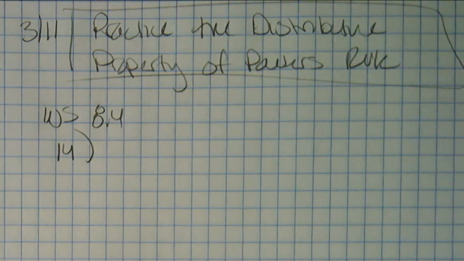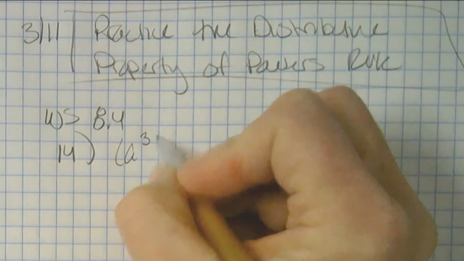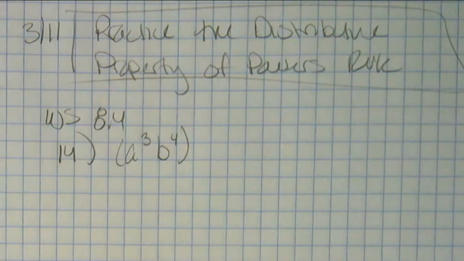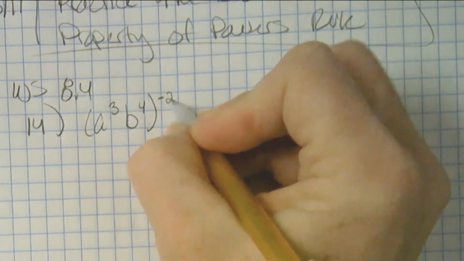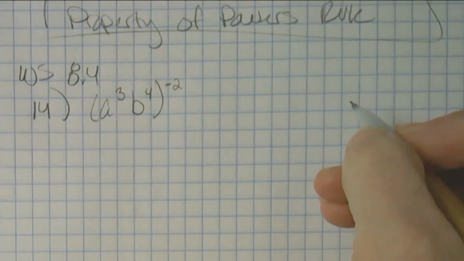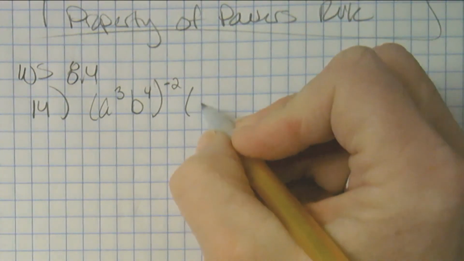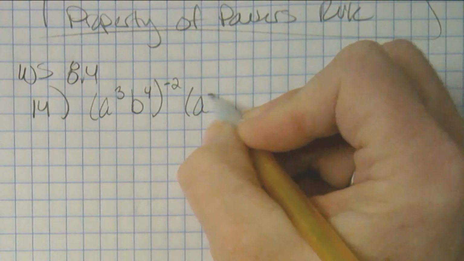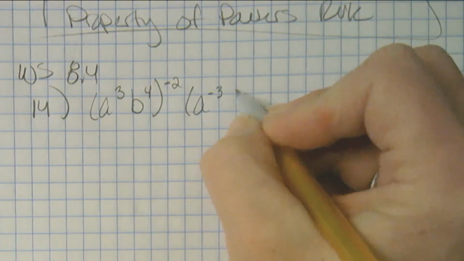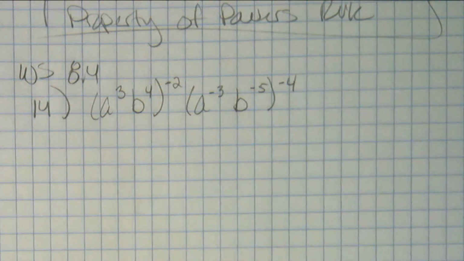Okay, so this is what I have. A to the third times b to the fourth in parentheses, that is all to the negative second power. So we're going back and using all of our power rules here. Times, in parentheses, a to the negative third, b to the negative fifth, all raised to the negative fourth.